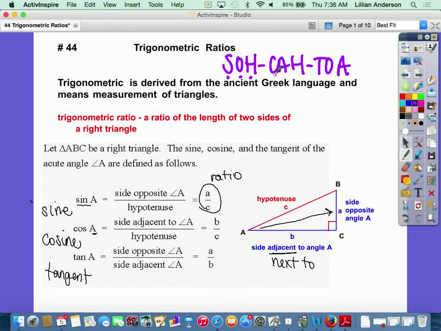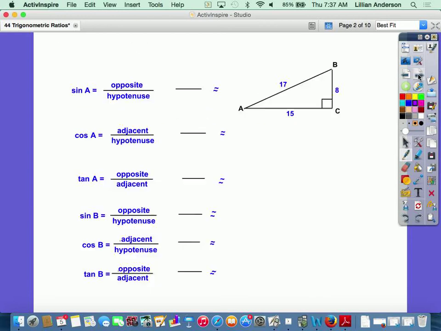The C represents cosine. The A, what do you think? Adjacent. H, hypotenuse. So cosine is adjacent over hypotenuse. And the last one, T, what do you think it stands for? Tangent. O, opposite, A, adjacent. Tangent is opposite over adjacent, okay? So here they are one more time, just so you can see it, okay? SOHCAHTOA. So it's just something that helps you remember these.